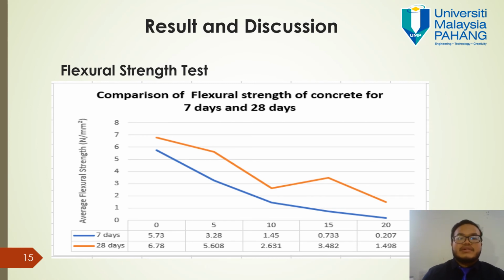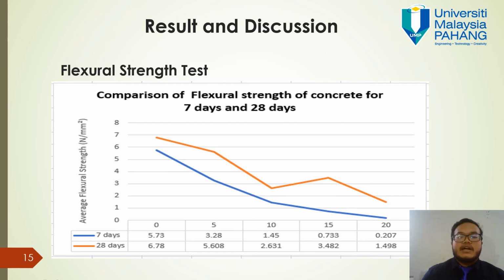The concrete with 20% of Kenaf core was the lowest flexural strength for 7 days of water curing, which is 0.207 Newton per millimeter squared. Then for 28 days, the flexural strength of the control sample is 6.78 Newton per millimeter squared. Meanwhile, the flexural strength result for 5% is 5.608 Newton per millimeter squared. Then for 15%, the flexural strength is 3.482 Newton per millimeter squared, which is higher than concrete with 10% of Kenaf core.